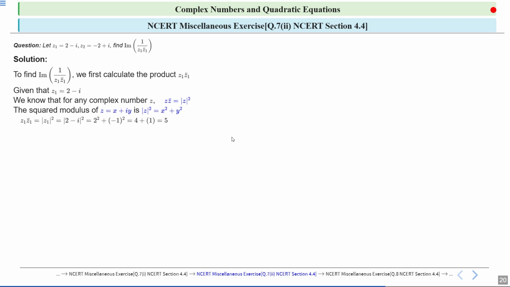Now let's apply this to our specific value. For z1 equals 2 minus iota, the real part x is 2 and the imaginary part y is minus 1. So modulus of z1 whole square, that is z1 times z1 bar, is equal to modulus of 2 minus iota square, which is equal to 2 square plus minus 1 whole square, which is equal to 4 plus 1, which is 5. So therefore z1 times z1 bar equals 5.